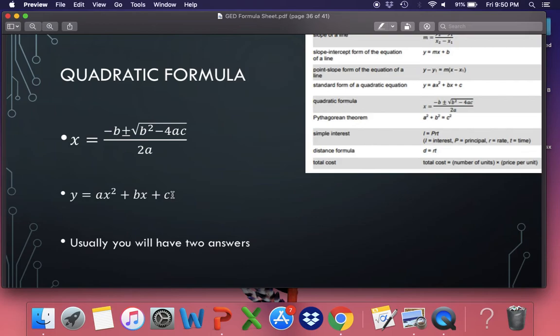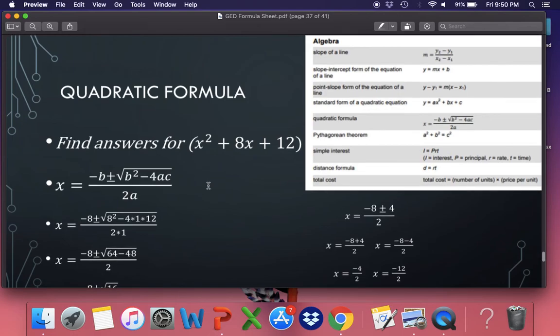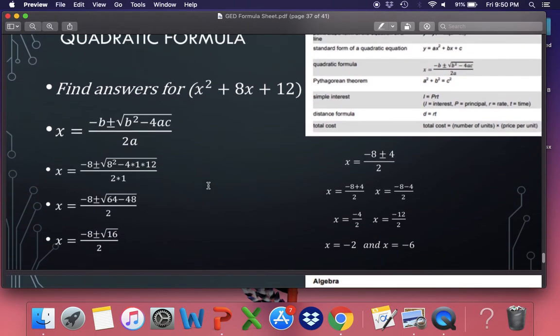And usually you'll have two answers. So let me show you how this works. If we find the answers for x squared plus 8x plus 12, A is going to be positive 1 because there is not a number written out there by x. So it'll be positive 1. B is going to be 8. C is going to be 12.